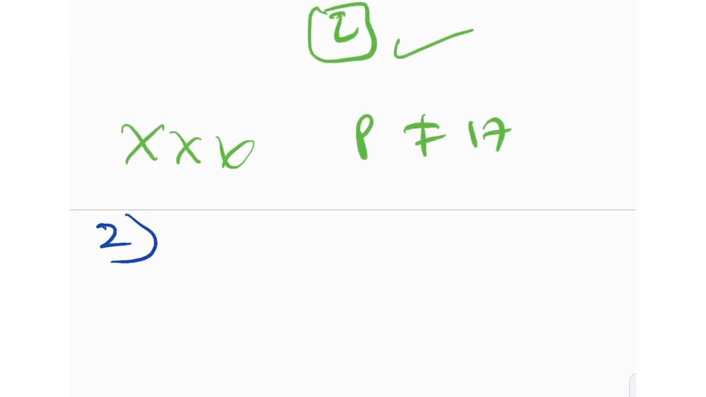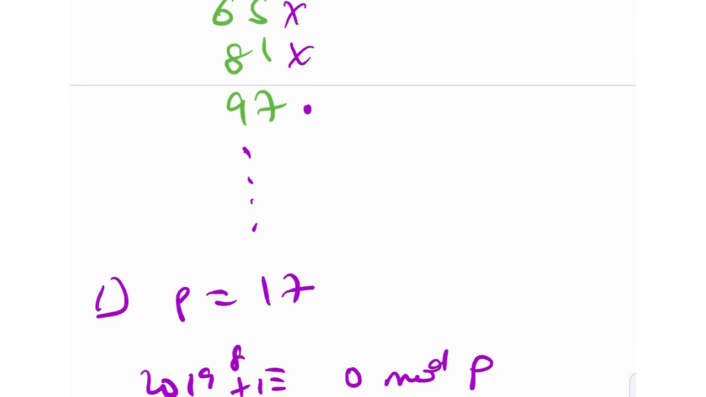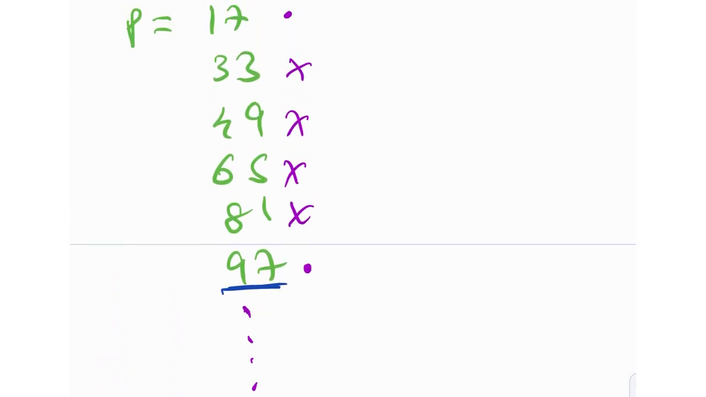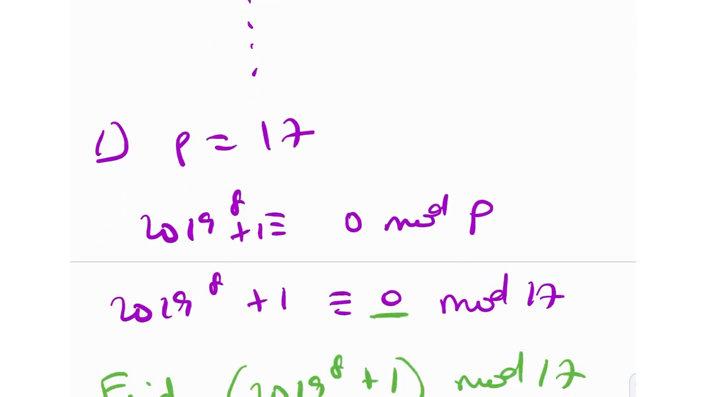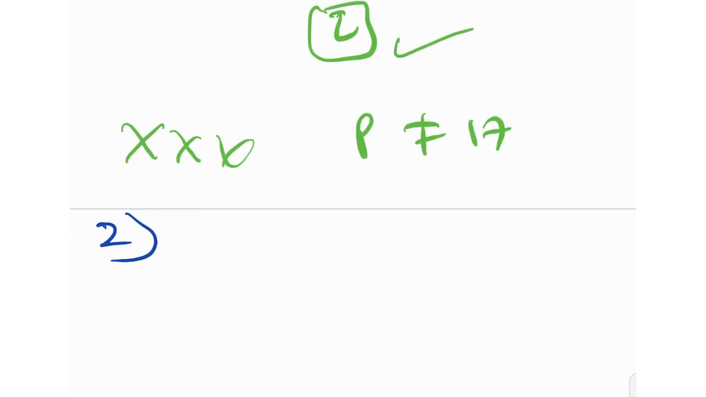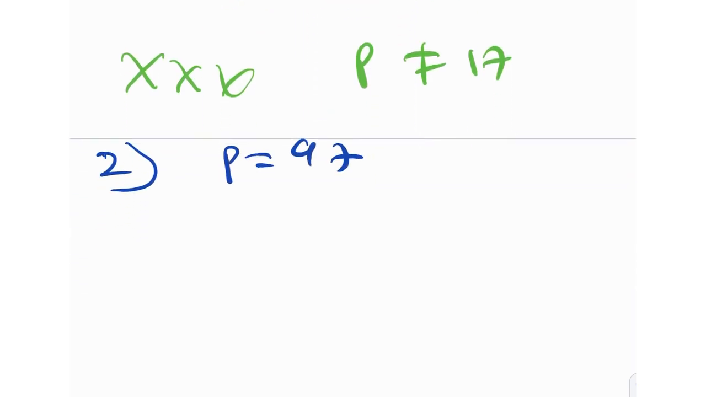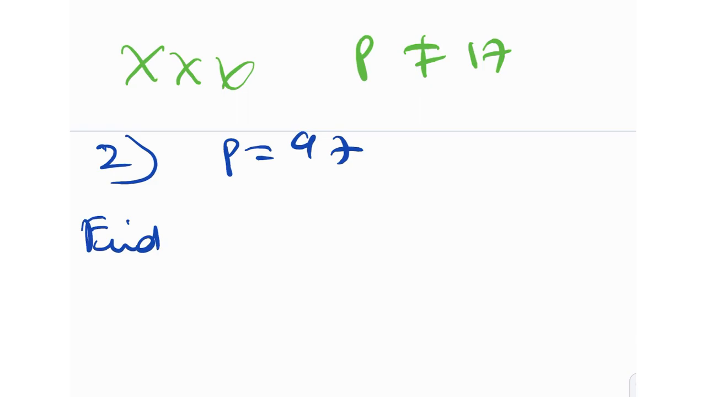Number 2, right? What was the next one? Next one was 97, right? Because everything else in the middle is not a prime. All of these quantities are not a prime. So P can only be 97, and again, we just need to find the value of 2019 raised to the power 8 plus 1 mod 97.